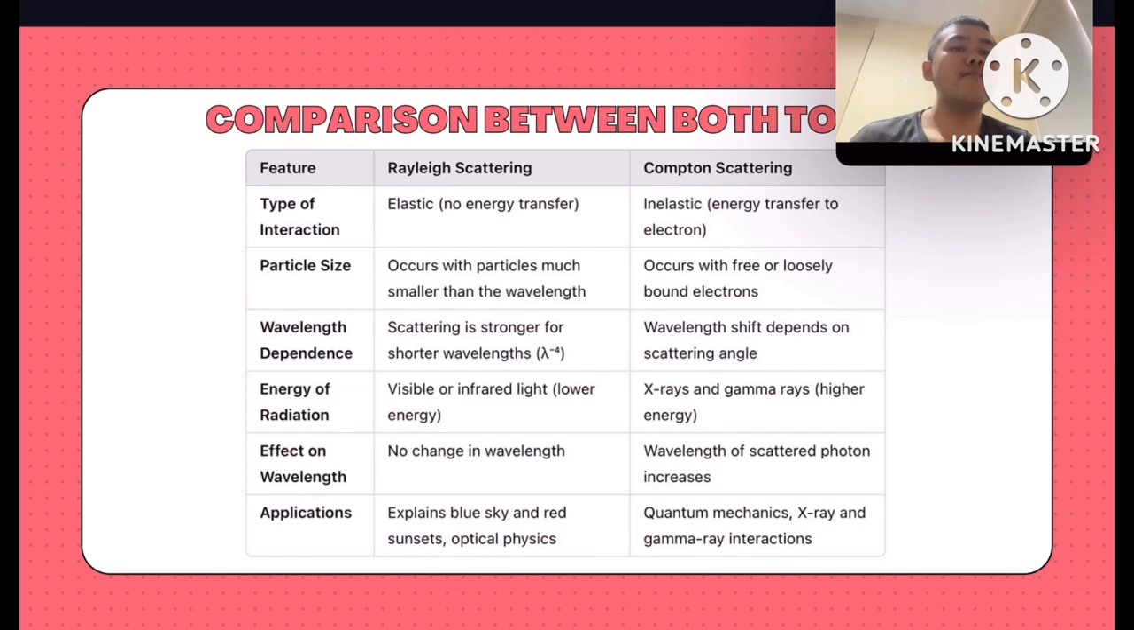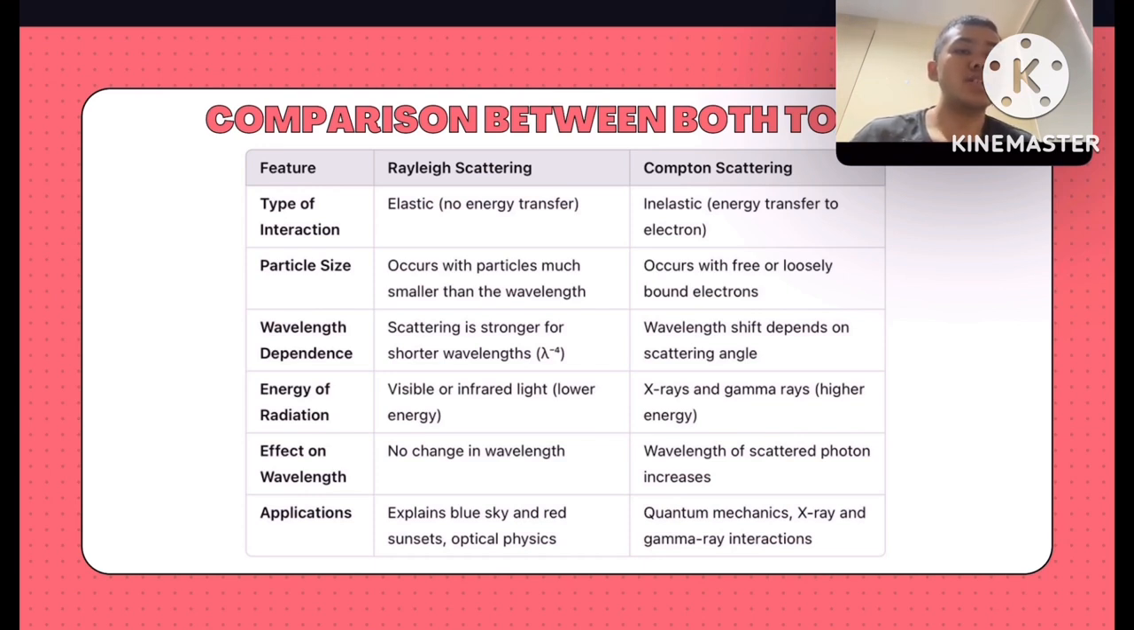For type of interaction, Rayleigh is elastic, but Compton is inelastic. Particle size: Rayleigh scattering occurs with particles much smaller than the wavelength, but Compton scattering occurs with free or loosely bound electrons. Wavelength dependence: Rayleigh scattering is stronger for shorter wavelengths, that is, inversely proportional to lambda to the power 4. But for Compton scattering, the wavelength shift depends on the scattering angle.